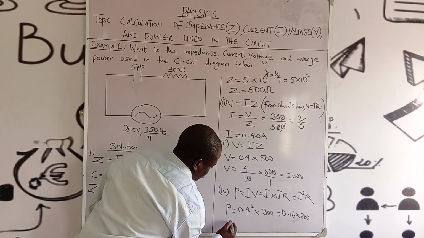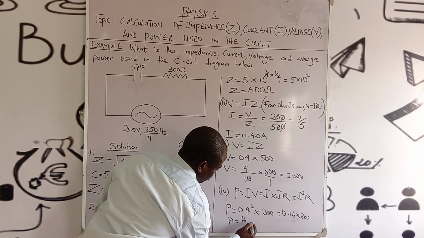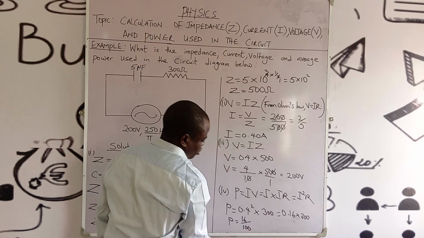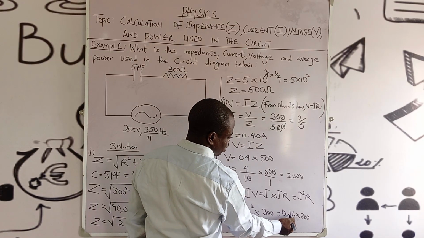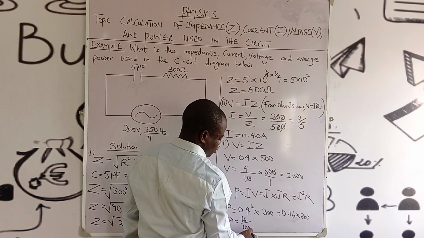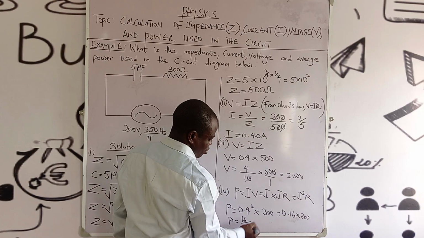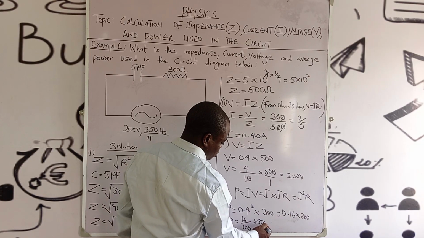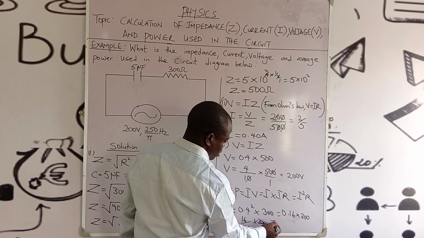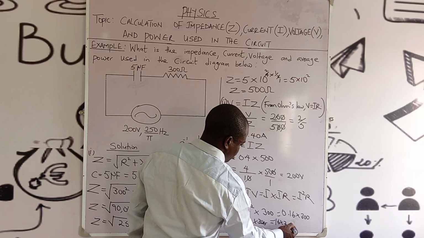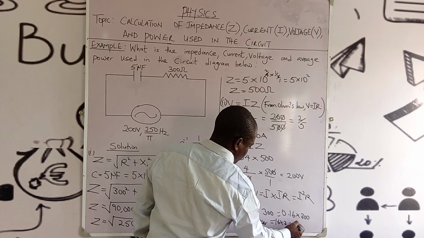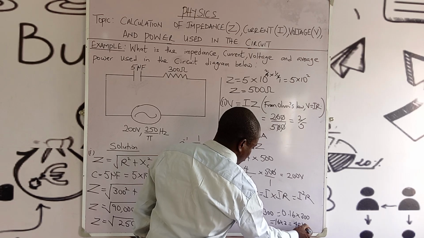Now the power will be equal to 16 over 100. Now see what I'm saying, how many numbers after the decimal? 2. 1, 2. Add 2 zeros. And the decimal is 1 times 300. 2 zeros cancel 2 zeros. We are left with 16 times 3, which is 48 watts.